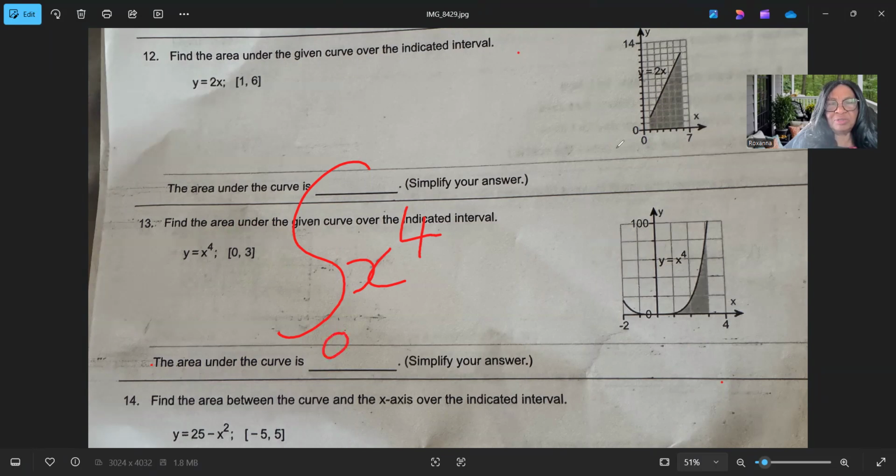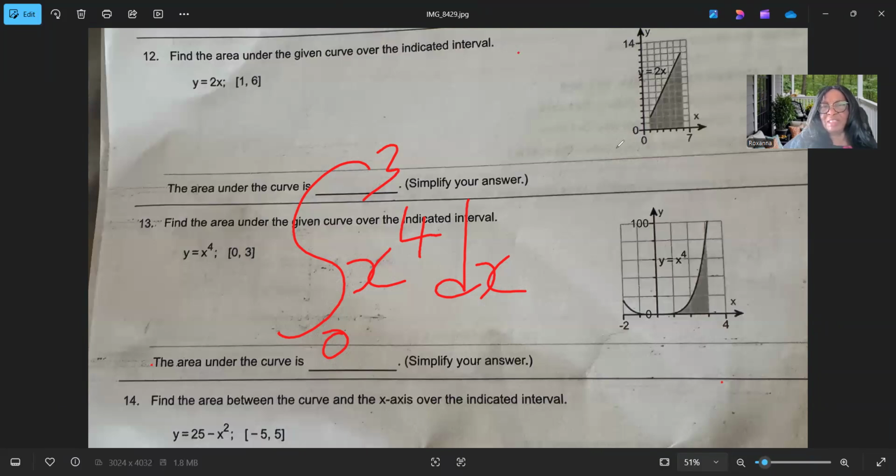And from 0 to 3, I can draw a picture, but by the time I've finished drawing that picture, I'm not told to draw the figure. The problem says find the area under the given curve over the indicated interval. If I'm told to graph it, I'll graph it, but I am not told to graph it. So the most important thing is to do the integration, and evaluate it between 0 and 3.